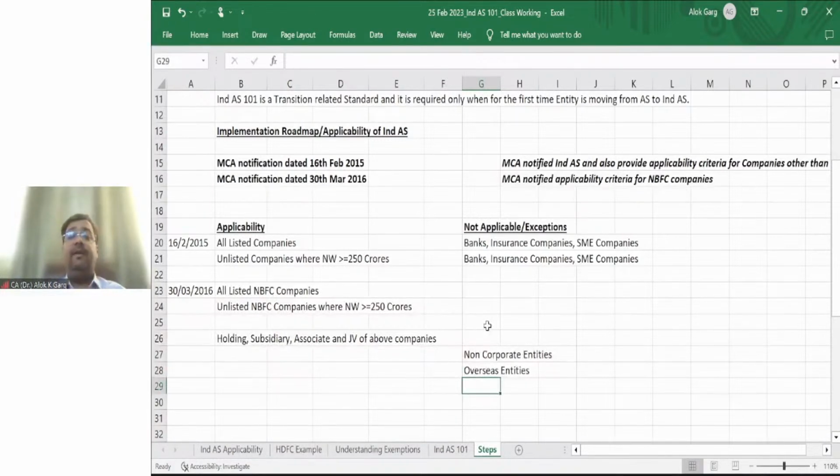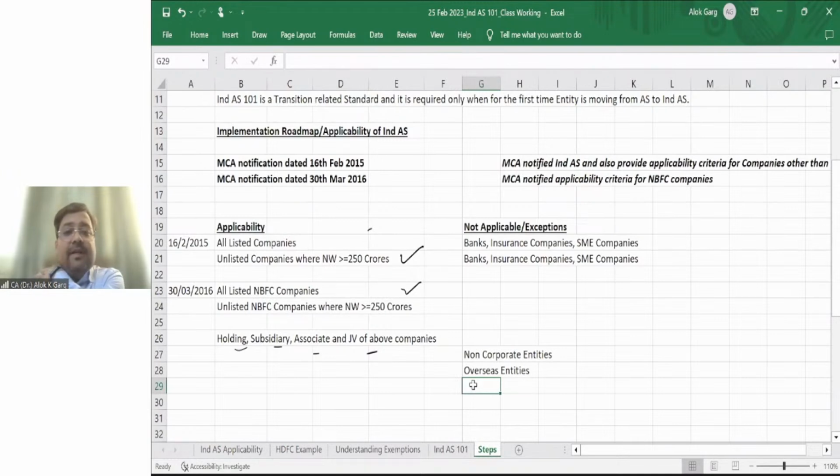So you have written that if Ind AS is applicable to these companies, like all listed companies, unlisted companies with net worth greater than 250 crores, all listed NBFC, it will be applicable to the holding, subsidiary, associate and JV of these companies as well, right? For example, Reliance is having a subsidiary in USA. On that US subsidiary, because Reliance has Ind AS applicable, whether Ind AS is also applicable on that US subsidiary, the answer is no. The US entity will apply US GAAP, right? On the US entity, Ind AS is not applicable, right? Is it clear? So for non-corporate entities and overseas entities, Ind AS is not applicable.